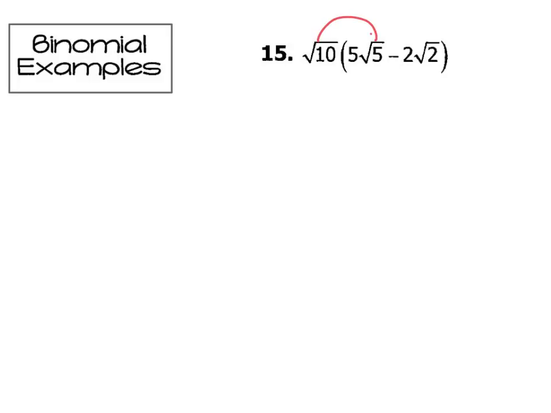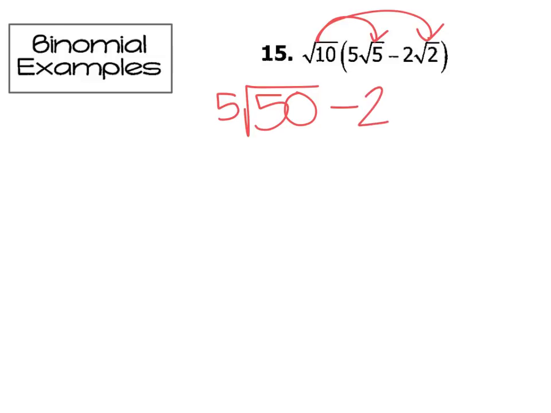We take rad 10, multiply it times both terms inside the parentheses, multiply the binomial by square root of 10. So square root of 10 times 5 rad 5 gives us 5 times, we multiply our radicands, 5 times the square root of 50. Then square root of 10 times negative 2 rad 2, we get negative 2 because that's our coefficients. 10 times 2 gives us 20.